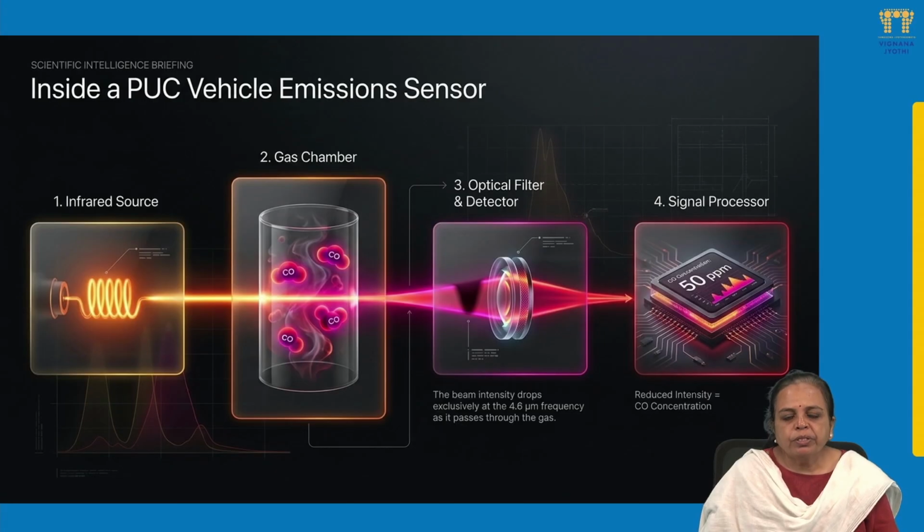This carbon monoxide, as I already said, is in transport. So mostly we are using PUC vehicle emission sensors. They are making the sensors like that. We put the infrared source, then the gas chamber, then the optical filters and detectors, and after that it goes to the signal processor. After the signal processor, we are able to find out how much carbon monoxide is present in the environment, or how much carbon monoxide is emitted by that particular vehicle.